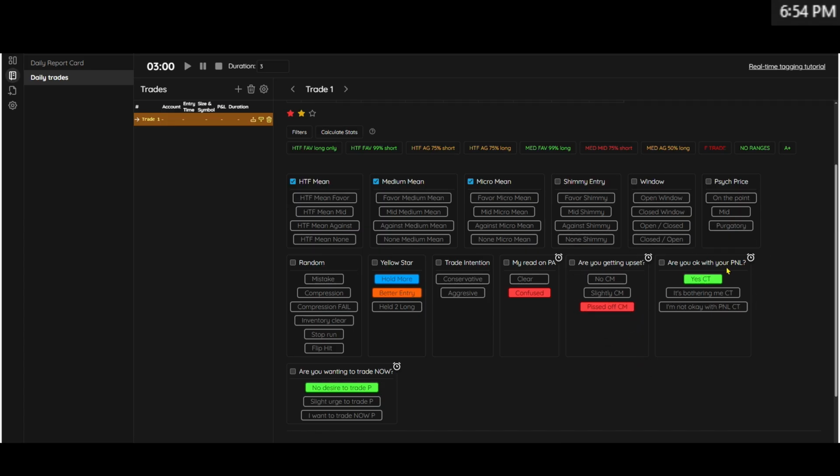Next we have, am I okay with my P&L? Yes, I'm okay. It's bothering me, or I'm not okay with my P&L. This is contentment. This group is going to tell me if I'm revenge trading, essentially. Where, again, this one is just pure calmness, pure emotion.